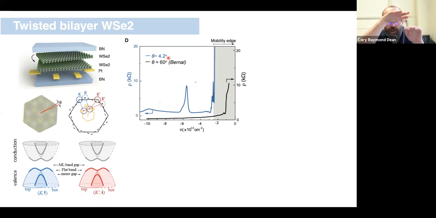If you wanted to get to the Bernal condition, you'd have to twist that all the way to 60 degrees to be in the more naturally occurring stacking configuration. Okay, so in the Bernal 60-degree orientation, what I see is as I dope into the valence band, there is just a resistance that continually decreases as I dope more and more.